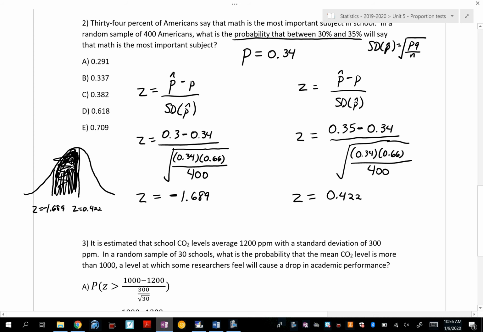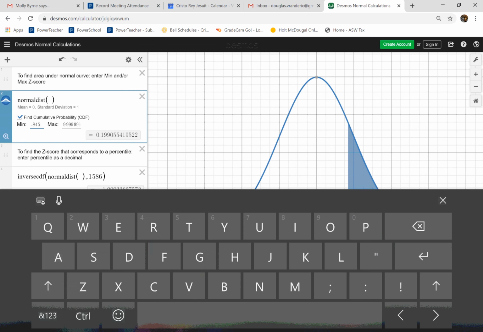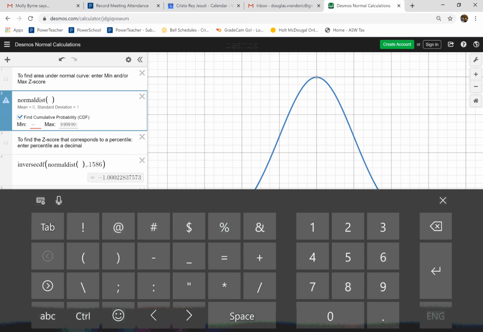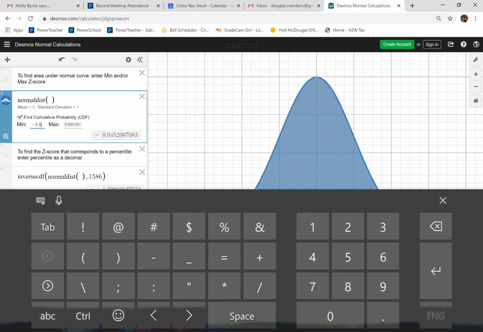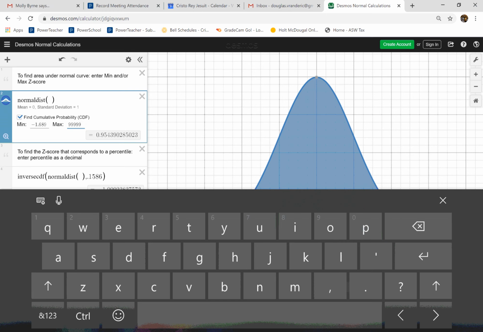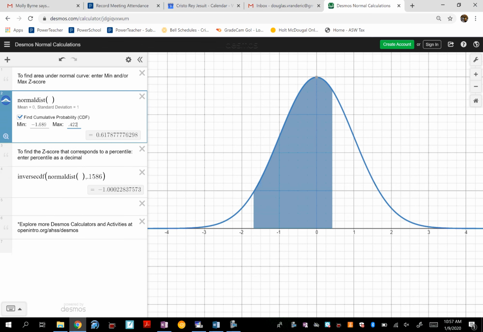Okay? Okay, so if we go back to your cell phones, that same link from before, the minimum value was negative 1.689, I believe. Yes, and the maximum value then, shouldn't have written all those 9s, Douglas. That's what I get, was 0.422.